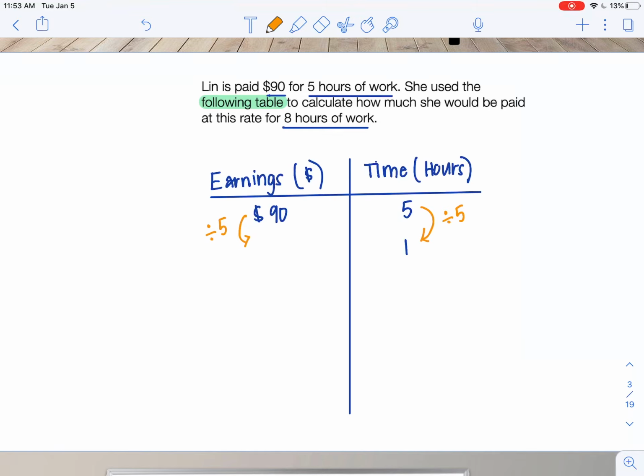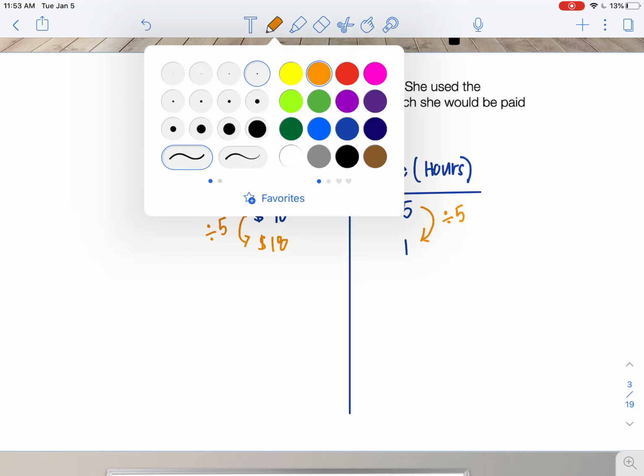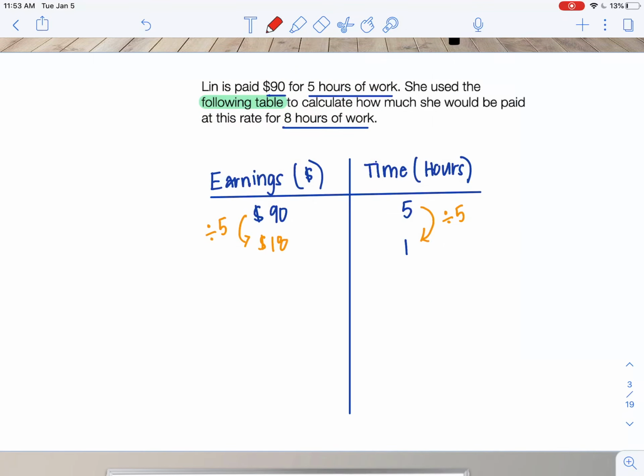Once I have her earnings per hour, in this case $18, it's going to be a lot simpler for me to figure out her earnings in 8 hours because I can simply multiply 1 times 8 to get the first side of the ratio, the hour side, and I'll do the same thing to the other side. 18 times 8, which tells me that in 8 hours, Lynn is going to make a total of $144.